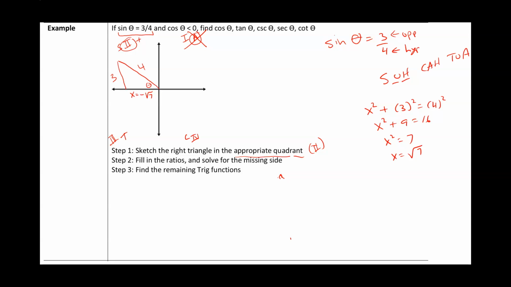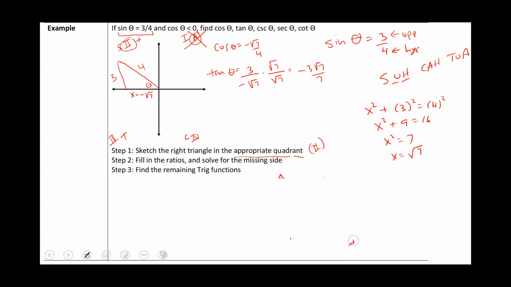Okay, now we know what the sine is. It's opposite over hypotenuse. It says find cos theta. So cos theta is adjacent over hypotenuse, which is negative radical 7 over 4. Next one is tangent theta. Tangent is opposite over adjacent. So for angle theta, opposite is 3. The adjacent is negative radical 7. If we rationalize, we multiply top and bottom by radical 7, and the negative moves to the middle. So it's going to be negative 3 radical 7 over 7. That'll be your tangent.